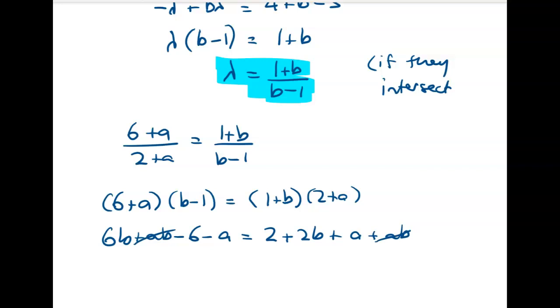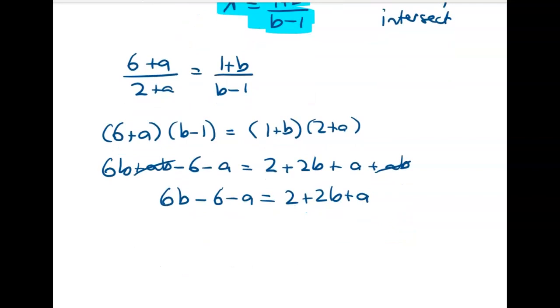The ab's go away, and then I've got, let's see, 6b minus 6 minus a is equal to 2 plus 2b plus a. I'm going quite slowly because I know that I've gone this far. I really don't want to muck this up. So here we have 4b is equal to 2 plus 6, which gives me 8.